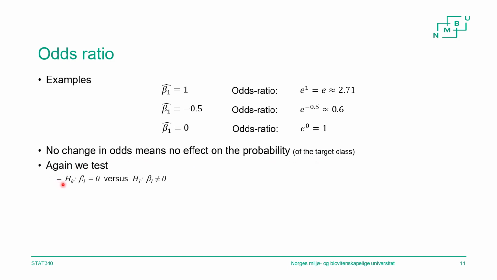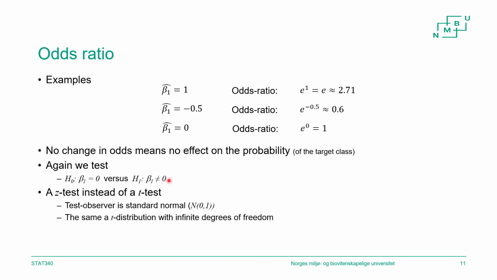So again, we can make the null hypothesis saying beta 1 equals 0, exactly the same as we did for regression when beta 1 was a slope. A slope of 0 means no effect. And in the GLM, again, a beta 1 of 0 means an odds ratio of 1 and no effect. So this is again a meaningful null hypothesis versus there is some effect, positive or negative.